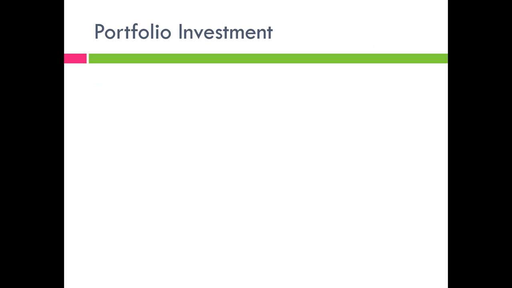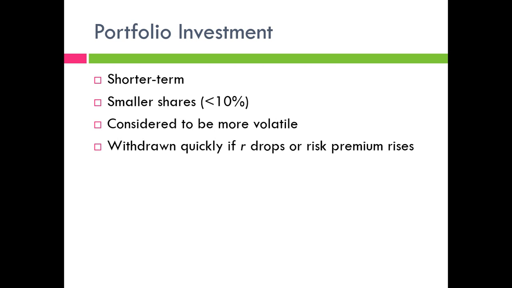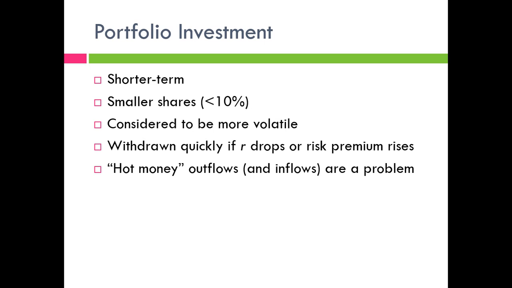Now, the other kind I mentioned was portfolio investment. It's shorter term, it's less stable, it's a smaller share of the firm. It's considered to be volatile. People can buy and sell their stocks more easily. And so if the interest rate drops or if there's a big increase in risk, right, people could much more easily sell their stock than they could stop building a factory. So they call it hot money.